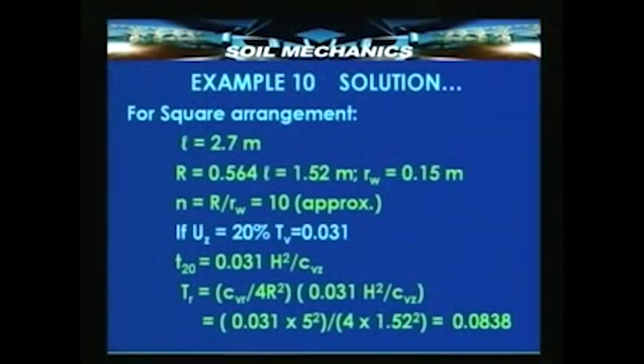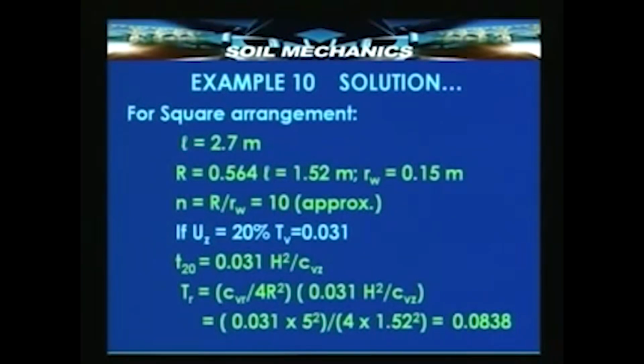For a square arrangement, we know that the parameter small l is 2.7 meters and capital R will be 0.564 L, that is 1.52 meters, and small rw, the radius of the well sand drain, is 0.15 meter. That means the parameter n, which is the ratio of capital R to rw, is approximately 10. We know that U is 20% without sand drains. That means it is nothing but vertical consolidation. That means U equal to 20% without sand drains is nothing but Uz with sand drains.